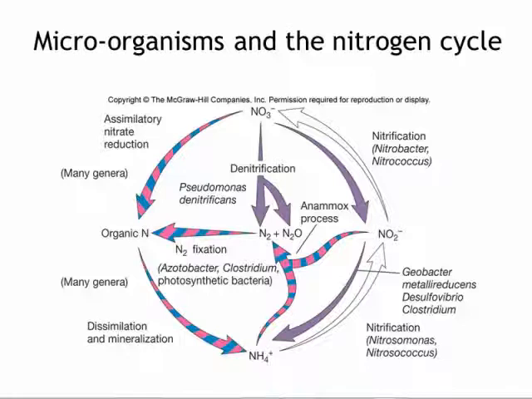Okay, the nitrogen cycle. This is this horrible, complicated diagram that I copied from Prescott's Microbiology, the textbook. So what have we got? Okay, oxidized nitrogen, nitrate, reduced nitrogen, ammonium, and then somewhere in the mix, nitrogen gas.